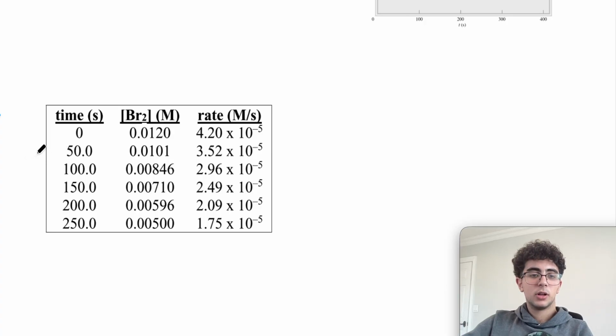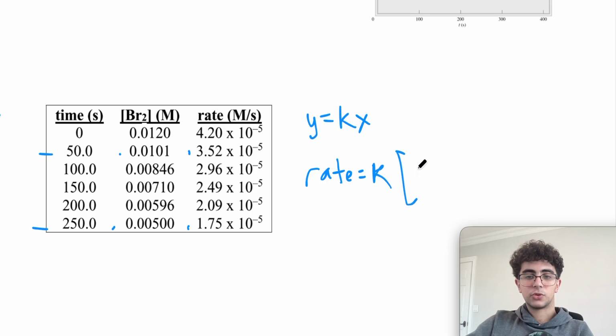If we look at points like 50 and 250, notice the concentration of Br2 halved. It went from 0.01 to 0.005, and the rate also halved. That tells me that they're proportional. In math, when something is proportional, we can write it as y equals kx. Here it's no different. We're going to write rate equals k times the concentration of Br2. So this is the case when it's proportional to Br2 to the power of 1. In our next video, we'll talk about what if it's proportional to Br2 squared or to the power of 0.